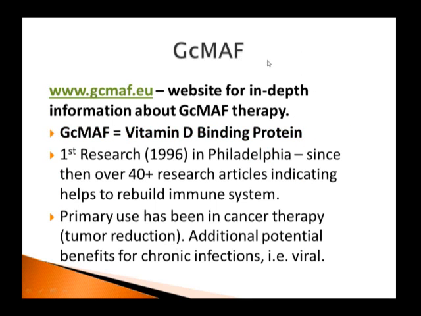Okay, GCMAF. This has been a hot topic, and it's been a useful intervention for some kids. The main website, which you can read about, is gcmaf.eu. This is going to have in-depth information about GCMAF therapy, and then there are links off that website to other websites too. Well, what is GCMAF?